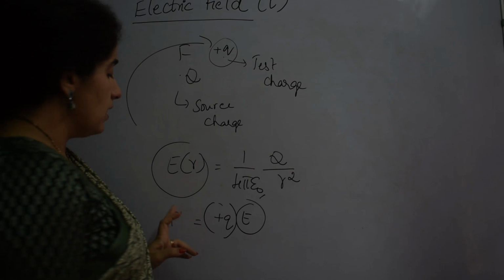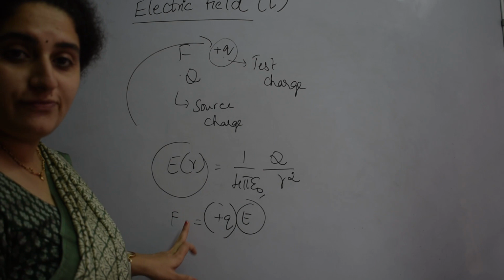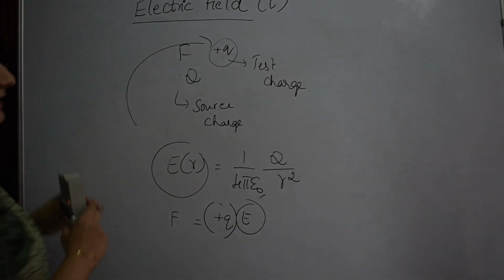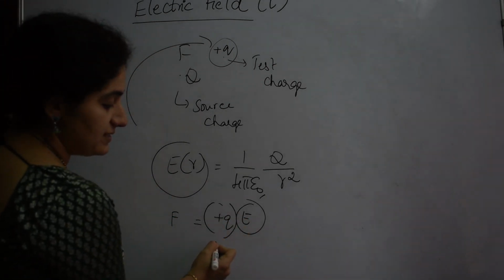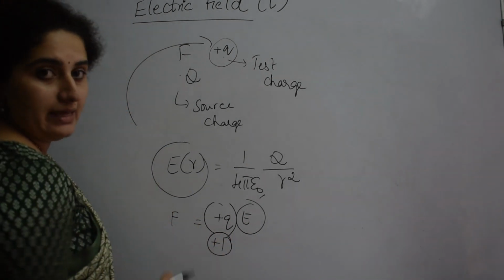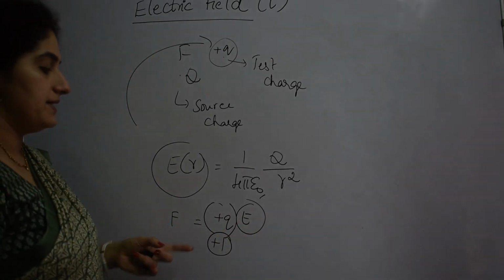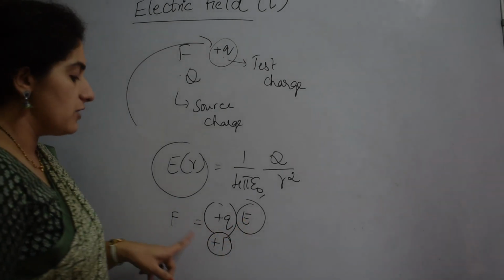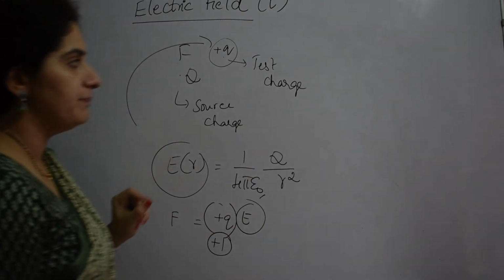So now how can you define the electric field? Because of this force experienced by the point charge plus Q, you can define the electric field. So electric field, if this is a unit positive charge, what happens? Then this E becomes equal to F. That is, electric field becomes equal to the force experienced by the unit charge. So electric field can be defined as the force experienced by the unit charge when placed at that particular point.